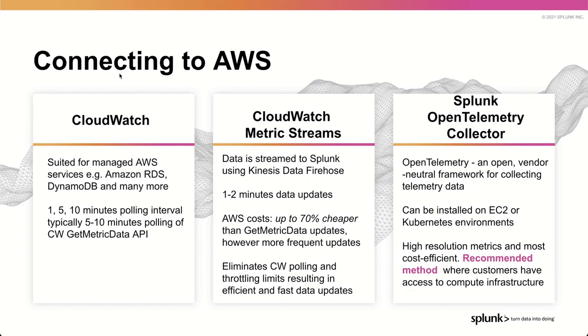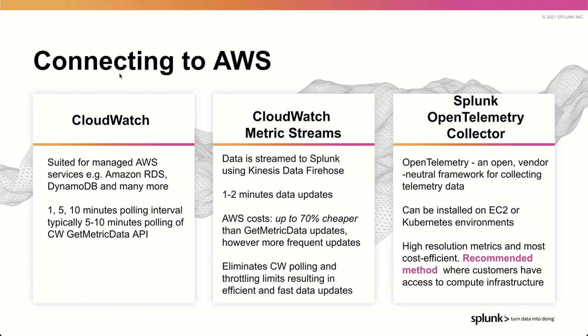CloudWatch metric stream is an alternative to CloudWatch polling, where data is streamed to Splunk using Kinesis Data Firehose. Data is updated at 1 to 2 minute resolution. AWS costs are up to 70% cheaper than polling GetMetricData. However, note that you will be getting more frequent updates, since you are getting updates at 1 to 2 minutes, compared to 5 to 10 minutes polling. Metric stream eliminates CloudWatch polling and throttling limits, resulting in efficient and fast data updates.